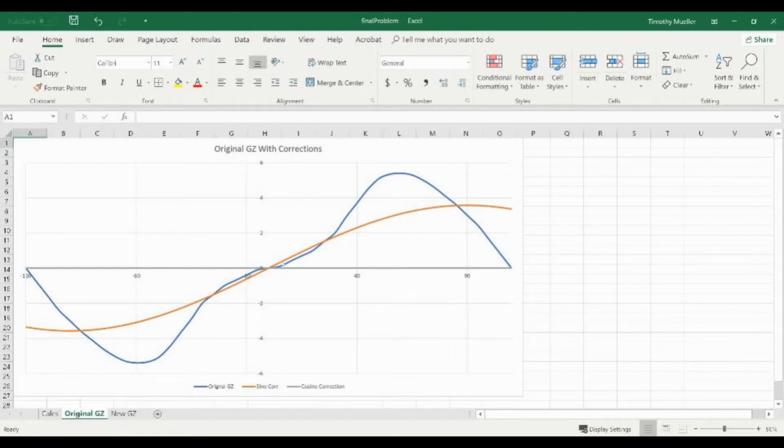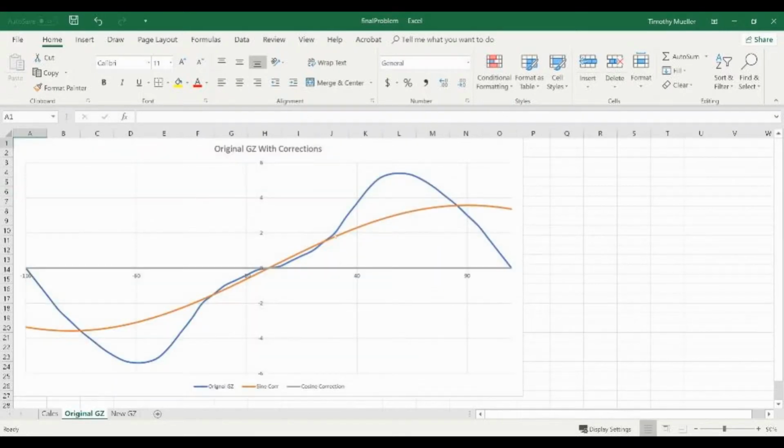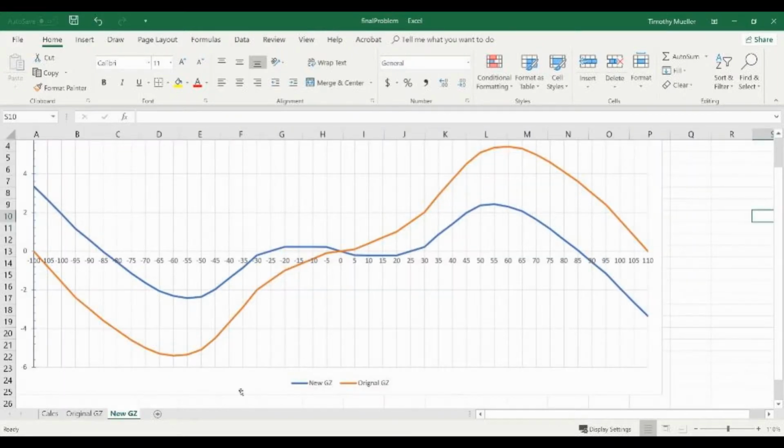So we had talked about negative GM. We got that from the cells here that calculate it through the radian line. Now we see it graphically here because the sine correction is above the dip. Now let's see how the new graph looks. After a quick little calculation, we see here that it's mirrored along the origin. We start at 0, so it crosses at 0 again, so there's no righting arm at 0.